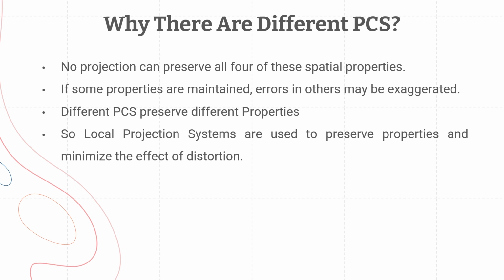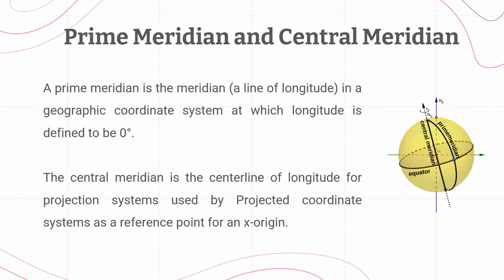So why are there different projected coordinate systems? Because no projection can preserve all four of the spatial properties: area, shape, distance, and direction. If some properties are maintained, errors in others may be exaggerated. Different PCS preserve different properties, so local projection systems are used to preserve properties and minimize the effect of distortion.